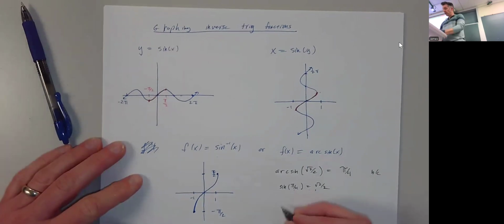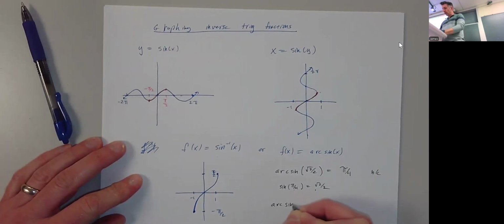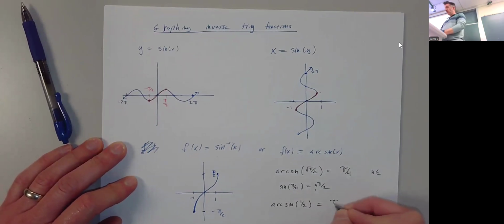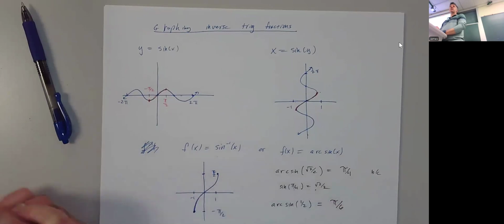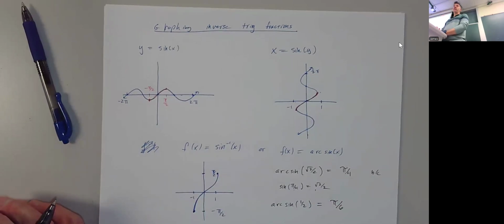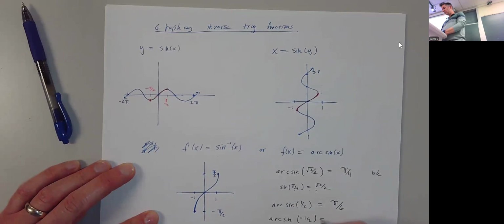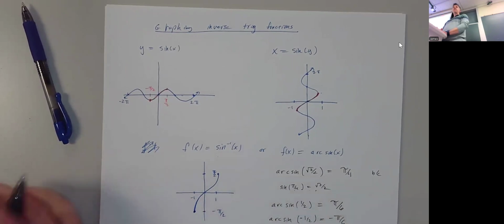In a similar way, the arc sine of positive 1/2 has to equal pi over, good question, pi over what? 6. Because sine of pi over 6 is equal to 1/2. And one more, the arc sine of -1/2 is equal to -pi over 6, for the same sort of reason. Take sine of -pi over 6, which is in quadrant 4, you get -1/2.